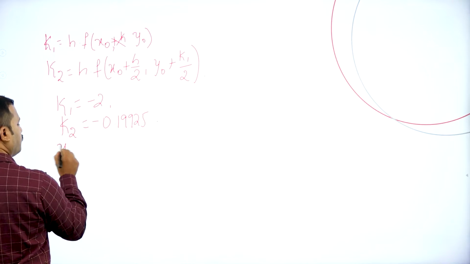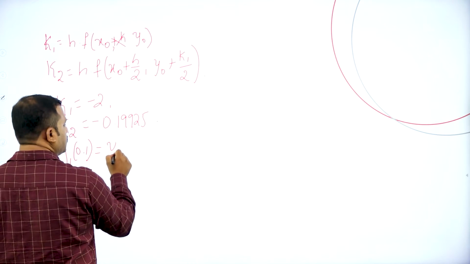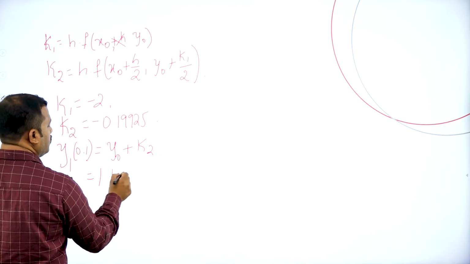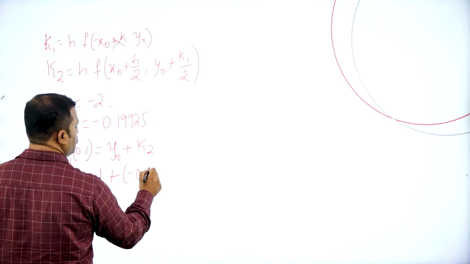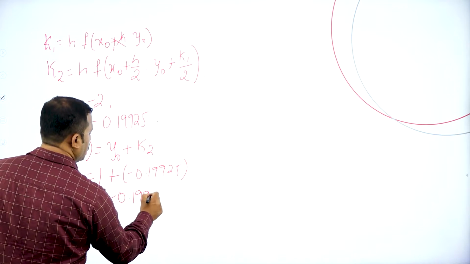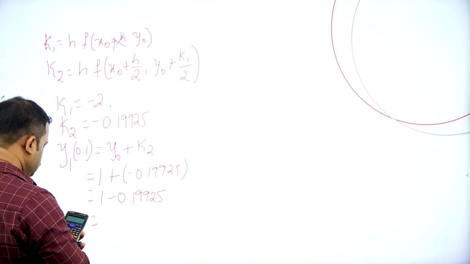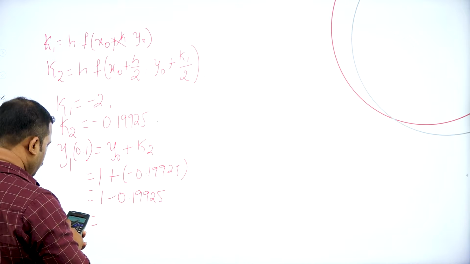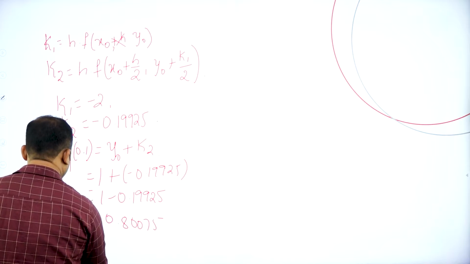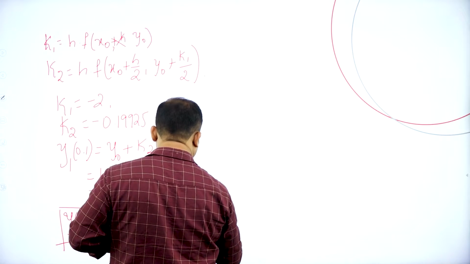How can we find out the value of Y1? Y1 of 0.1 by using the Runge-Kutta second order method is Y0 plus K2. If that is the case, what is the value of Y0? Y0 is equal to 1. 1 plus K2 is what? Plus of minus 0.19925. That means it is equal to 1 minus 0.19925, which is 0.80075. That is y of 0.1 by using the Runge-Kutta second order method.